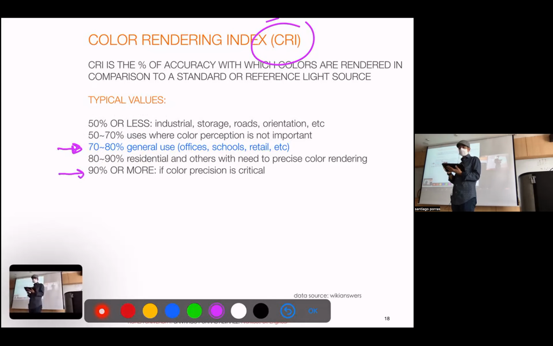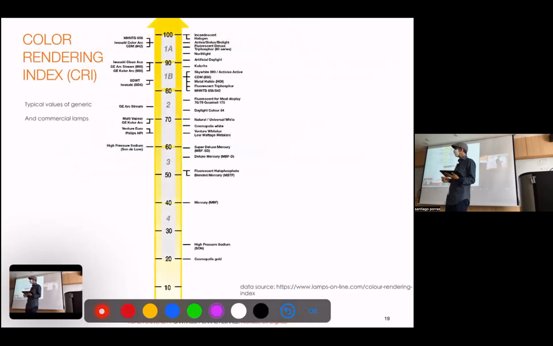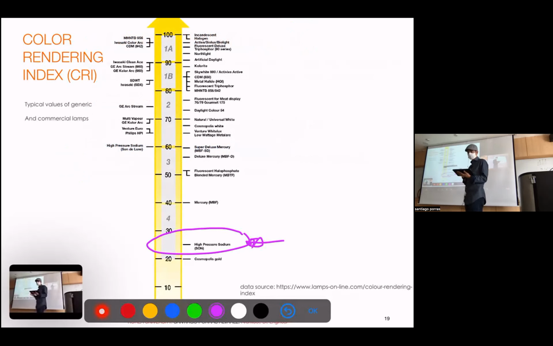90% or more is the one we'll use in museums, exhibitions, markets, if you want to see the color of the vegetables or the fish and things like that, right? This is an interesting table. It's a bit small, but in the handout you will see it with precision. You will see that the poorest is the street light. The sodium light is the orange light, right, which makes almost all of us colorblind.